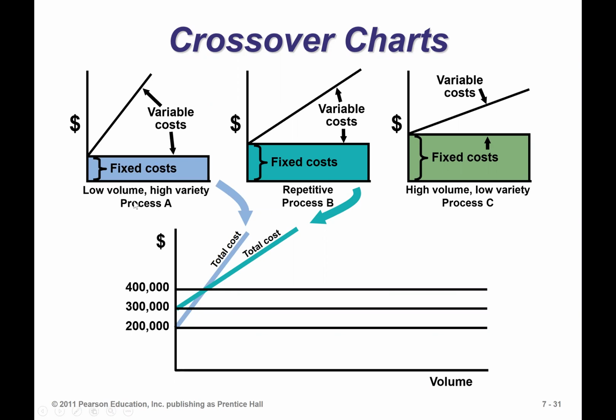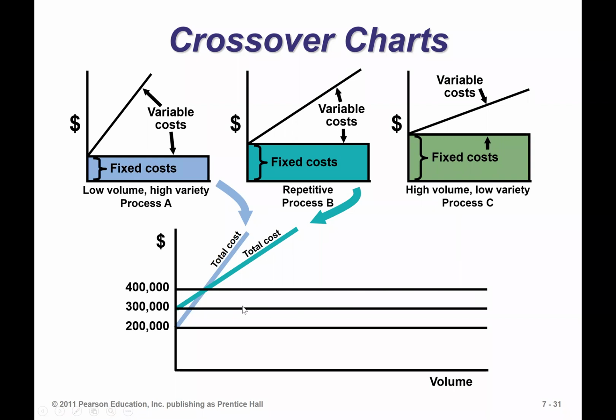So let's say you're looking at process A, and you might want to change to process B, or you might want to change to process C. What we're looking at here is what's called your crossover chart. For example, this fixed cost here is 200,000, and the fixed cost for process B is 300,000. See the straight, horizontal lines. For process C, the fixed cost is 400,000, which is higher than the other fixed costs.